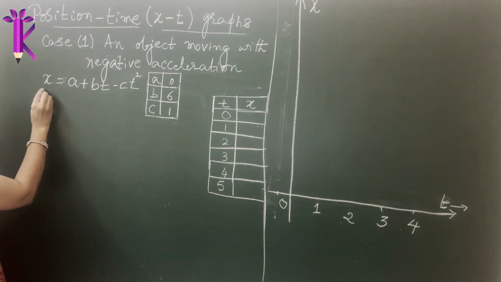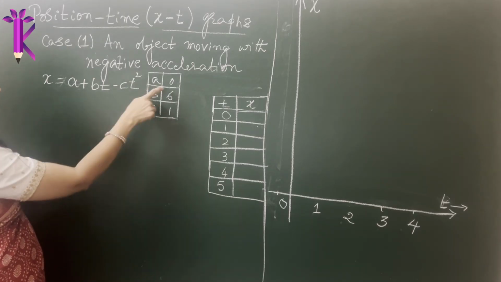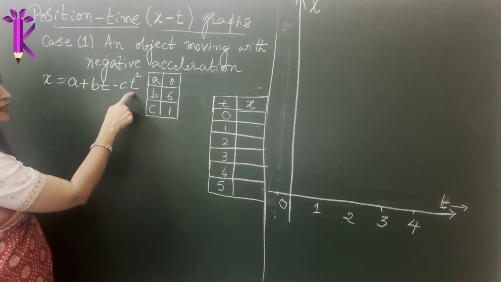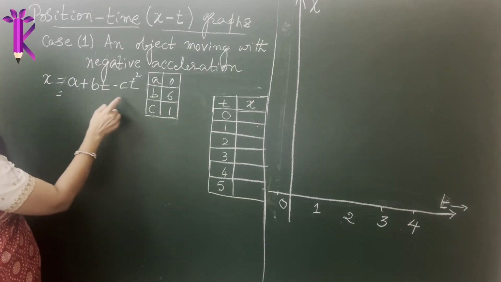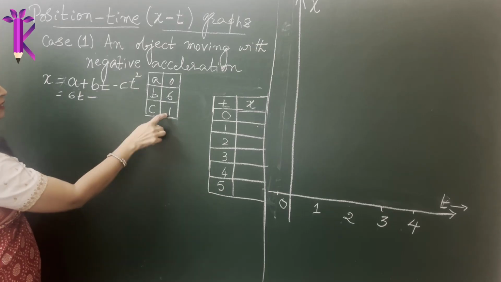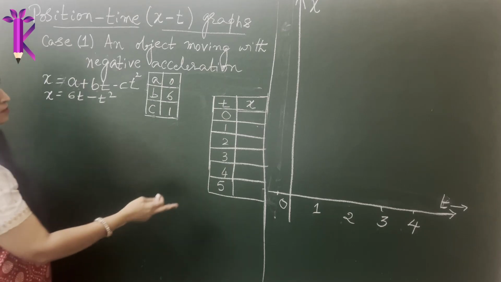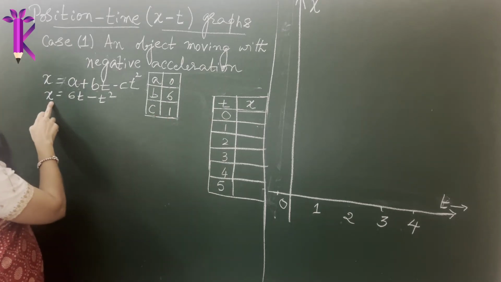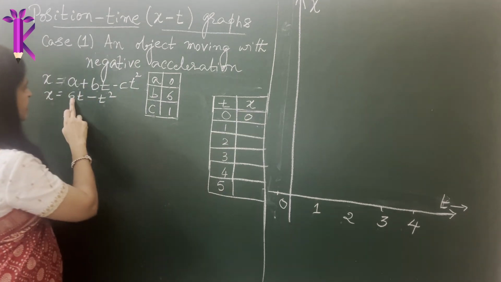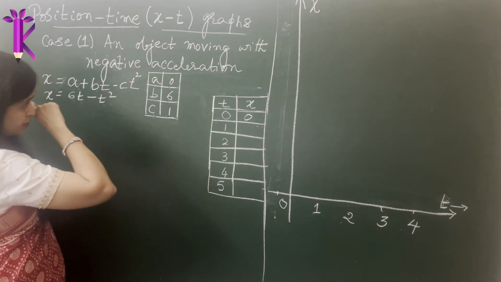Okay, now let's substitute. If a is 0, this equation can be rewritten as bt minus ct square. B is 6, so this becomes 6t minus 1t square. So it is 6t minus t square. Let's keep on substituting. When t is 0, x will be equal to 6 into 0 minus 0, that is going to be 0, because 6 multiplied by 0 is 0, and 0 square is also 0.